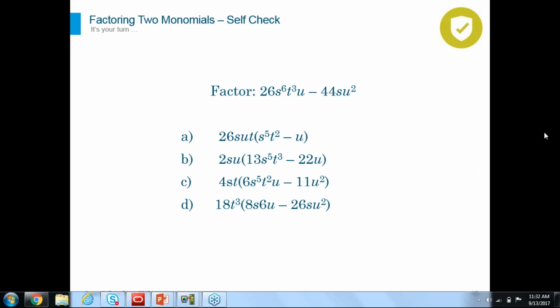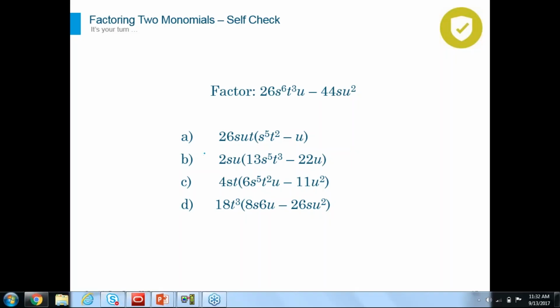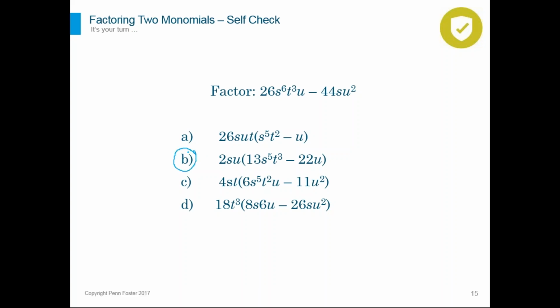Okay, I'm going to switch my screen to give you the same question with the answer choices A, B, C, and D. Which one represents the factors of the given binomial? Okay, I'm going to share my final answer. The answer is B. B is the correct factoring of this binomial.